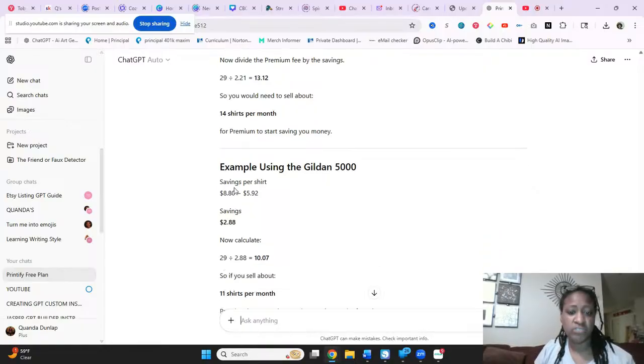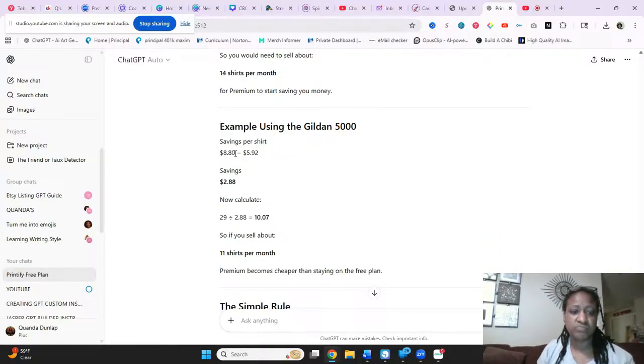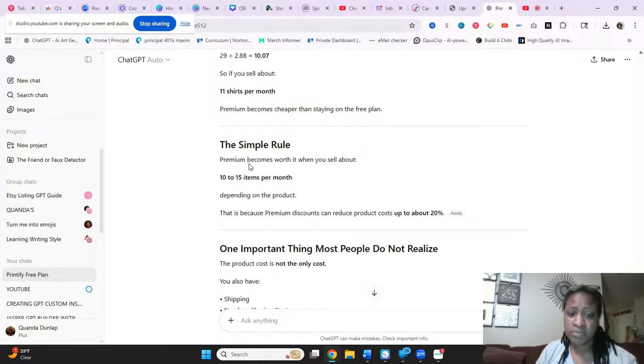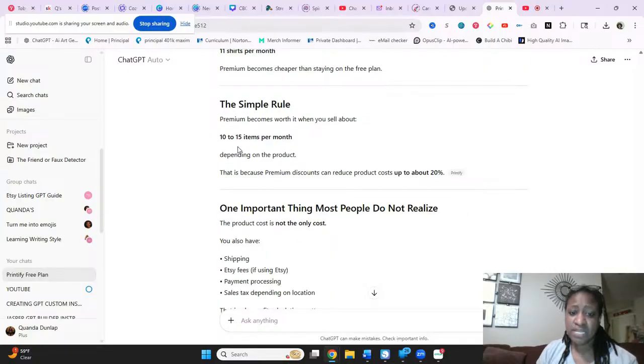Okay, example using the Gildan 5000. It's $8.80 for free, $5.92 for premium. You're saving $2.88. Now calculate it. So if you sell about 11 shirts a month, premium comes cheaper than staying on the free plan. Simple rule: premium becomes worth it when you sell about 10 to 15 items per month, depending on the product. That is because premium discounts can reduce product costs up to about 20%.